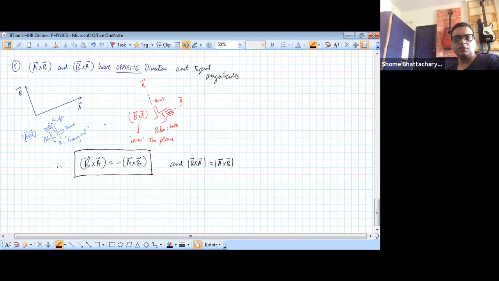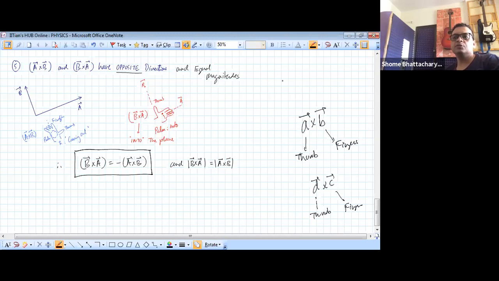Pratham, in the second diagram, the thumb and fingers get reversed because I am doing B cross A. So always, whichever vector is before the cross symbol, that is where your thumb should be. And whichever vector is after the cross symbol, that is where your fingers should be placed for the right hand palm rule. Similarly, if I am doing, let's say, D cross C, then your thumb should be along D and your fingers along C.